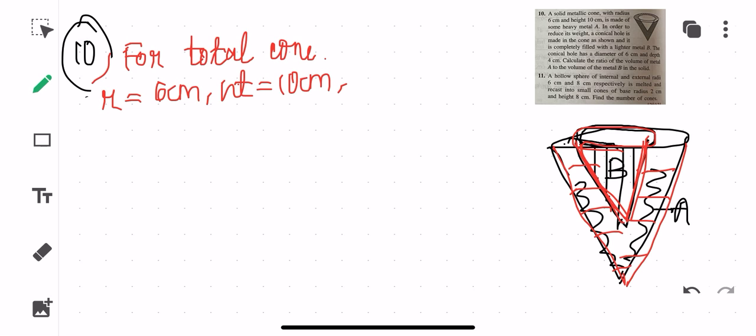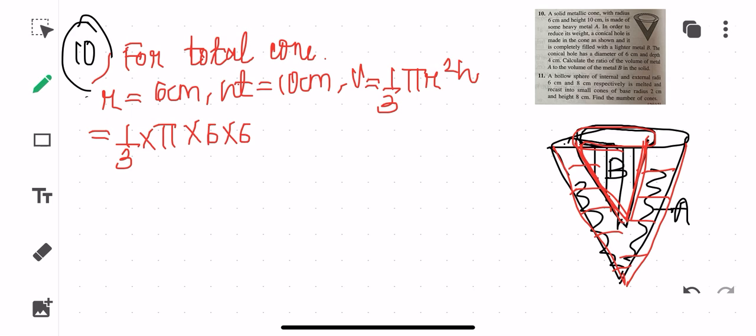So the volume that we are calculating is equal to 1/3 pi r square h. This is the formula. So this in turn is equal to 1/3 into pi into 6 into 6, that is 6 square, into 10. If you just cancel that out, this is going to be 2. So how much are you getting, children? 10 into 6 is 60. 60 into 2 is 120. So this is coming out to be equal to 120 pi.